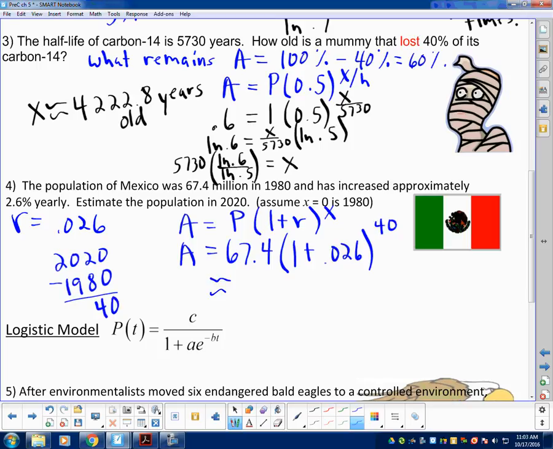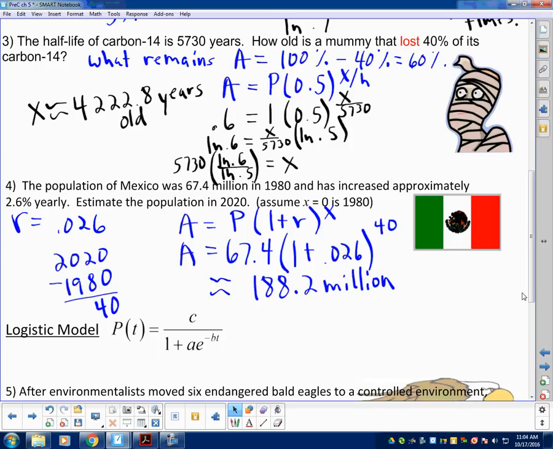So we'll use squiggly equals. My estimate for the population of Mexico then, based on this model, if it keeps growing exponentially, is going to be 188.2 million. We haven't gotten there yet to 2020, but I'll do my estimate. That's a lot of growth.